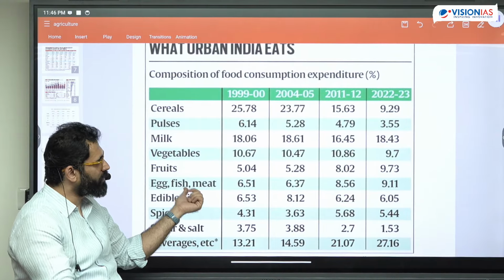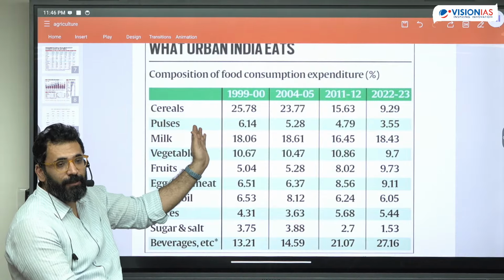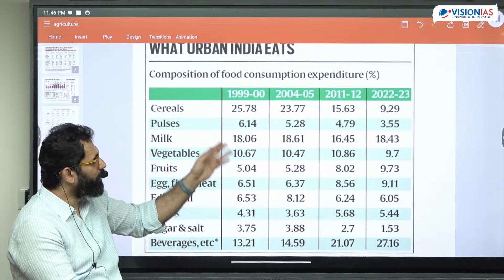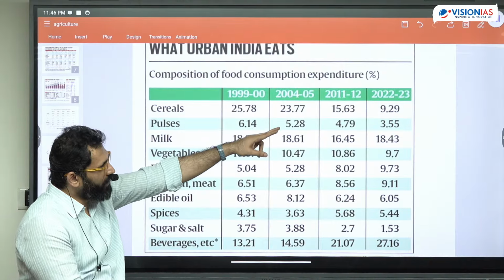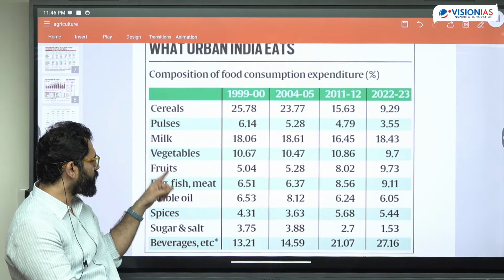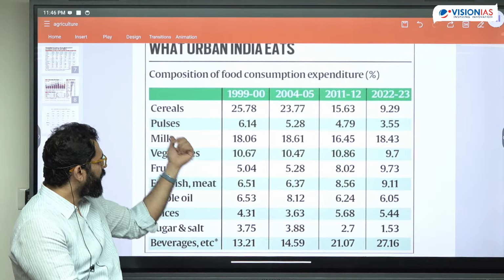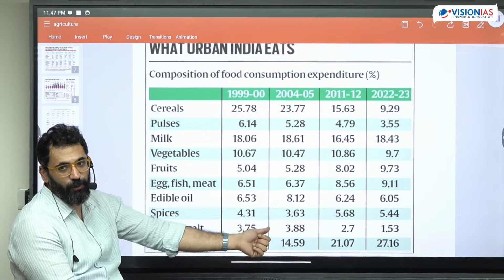Milk of India is always the largest producer. Problem is productivity. This is urban India, uska number kam hai. Urban India, cereals are drastically 25, 23, 15 to 9. Pulses, milk, vegetables. Poultry sources, egg, fish, meat 6 to 9 and milk 18. Processed food significantly 13 to 21.